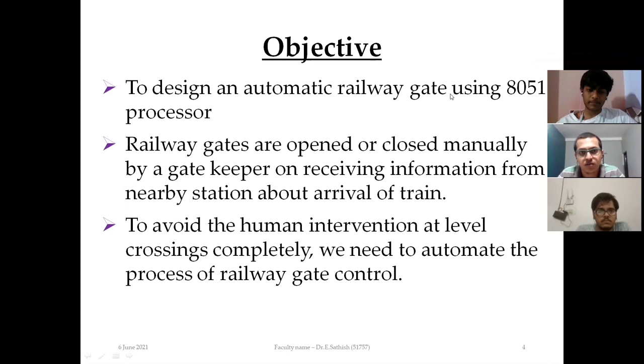The objective of our project is to design an automatic railway gate using 8051 processor. The railway gates are opened and closed manually by a gatekeeper on receiving information from nearby stations about the arrival of the train. To avoid the human intervention at level crossings completely, we need to automate the process of railway gate control.